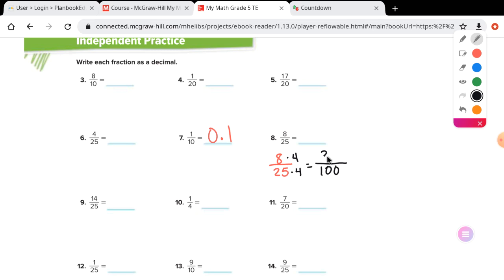32. Addie B, how do I say that fraction properly? 32 hundredths. Lexi, how do I write 32 hundredths as a decimal? 0.32. Good job.